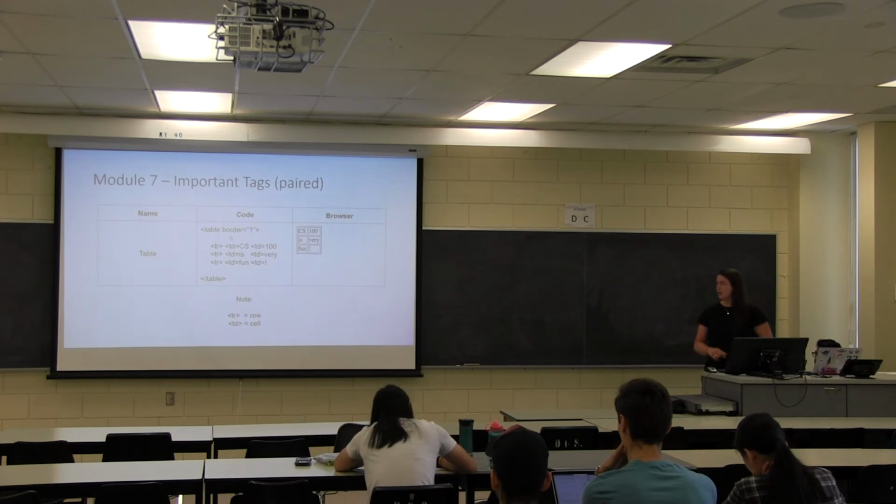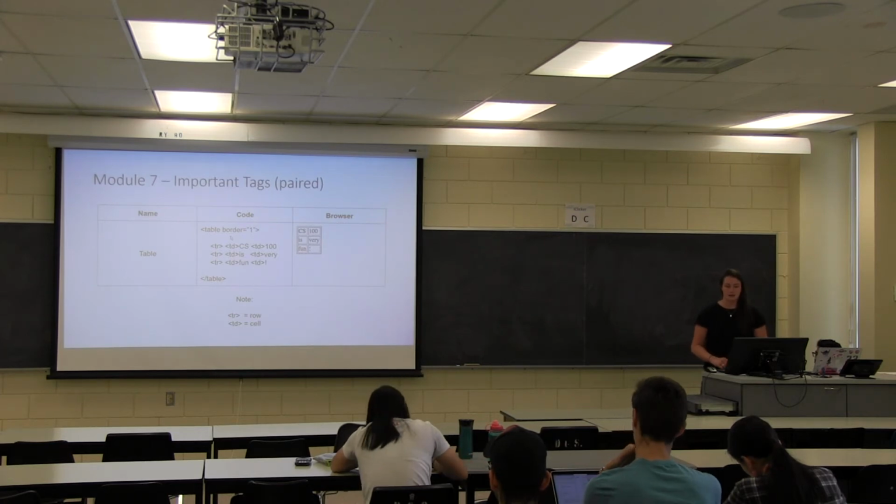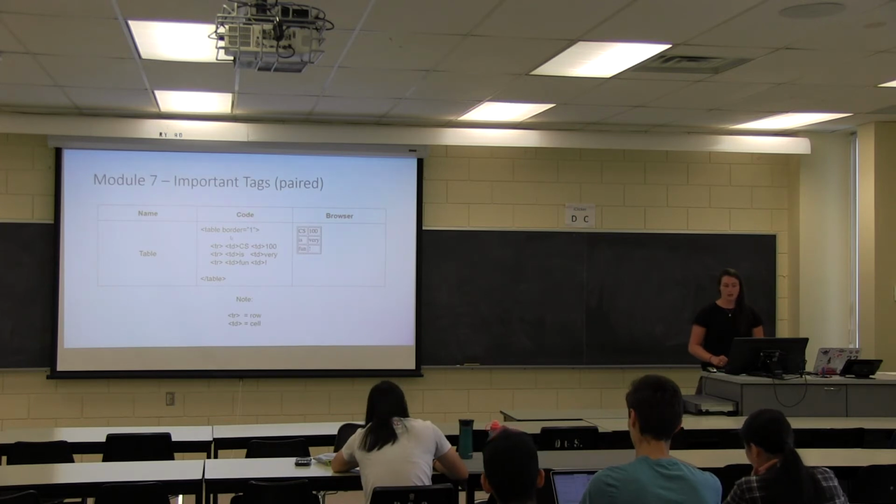There's also tables. So the table tag, you can also specify the border within it, and the table tag does require a closing tag. Within the table tag, you can specify what is going to go in each table row, and you can specify what is going to go in each table cell. So you can see each row is represented with the TR tag, and each cell is represented with the TD tag, neither of which require a closing tag.